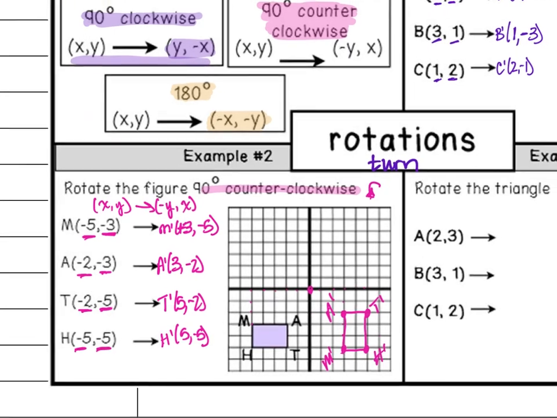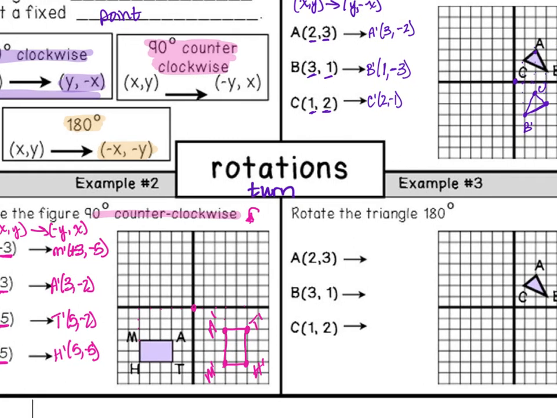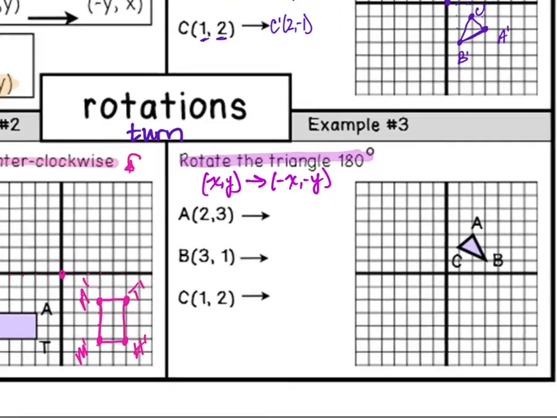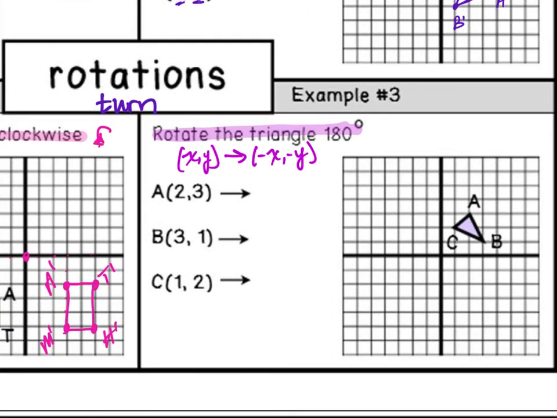And then on the last one, they're having me rotate it 180 degrees. Well, my rule for 180 degrees is I'm going to take my X, oops, that should just be a comma. Sorry about that. Let's try this again. My X, Y becomes -X and -Y. So if I'm rotating 180 degrees, the rule says my X and my Y stay the same. They just switch signs. So here, A prime should become -2, -3.